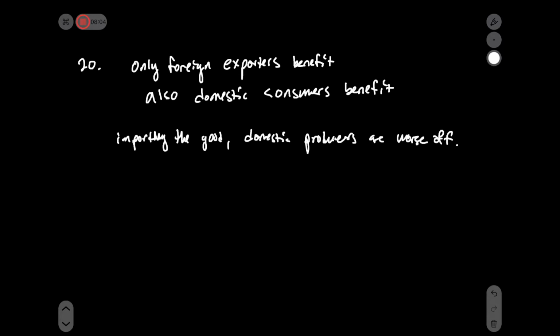So the option that makes the most sense is this, that free trade causes domestic producers of goods to face import competition. That's true. All right. Question 21.